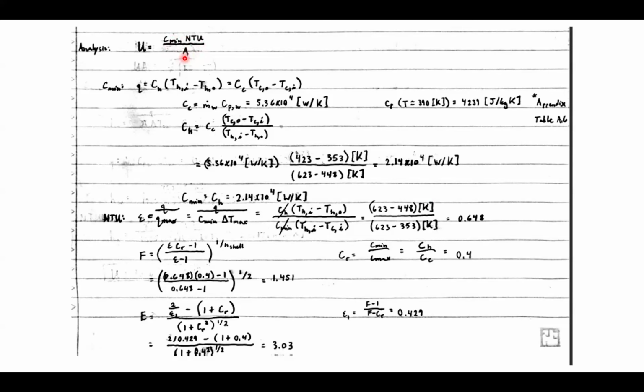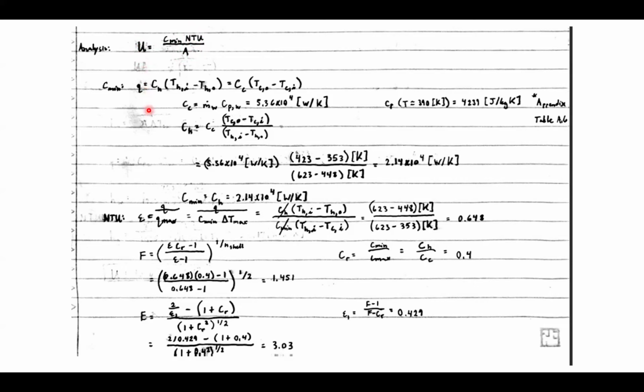terms. So we're given the total area inside the heat exchanger that the fluids are transferring heat through. And we're not given the minimum heat capacity and we're not given the number of transfer units. And so ultimately, we need to solve for both of these terms, and then we'll have our total heat transfer coefficient.